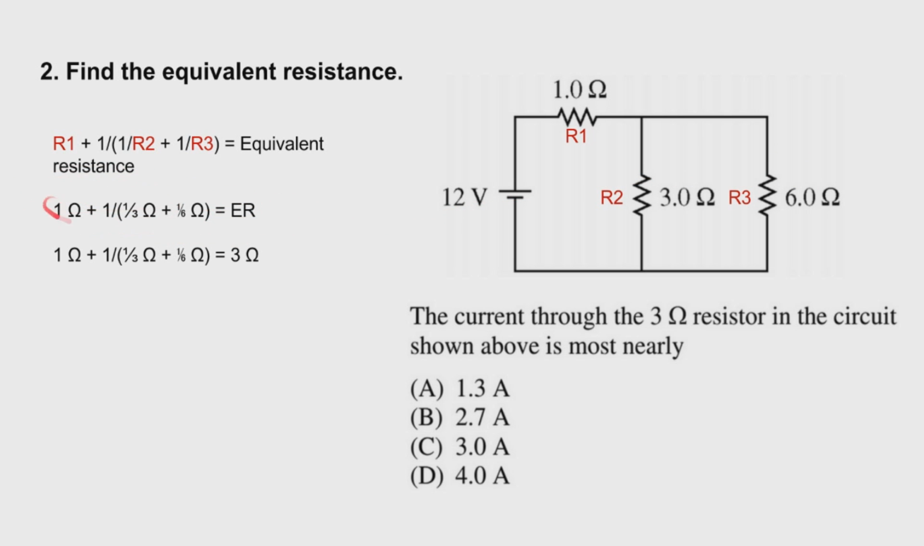And then you can't forget that at the end we have to add this, because this is in series and these are in parallel, so this is a completely different equation to find the equivalent resistance. So once we've solved for all of this, we find that the equivalent resistance between the two parallel circuits is 2, and we add the 1 at the end and find that it's 3 ohms. So the total equivalent resistance is 3 ohms.